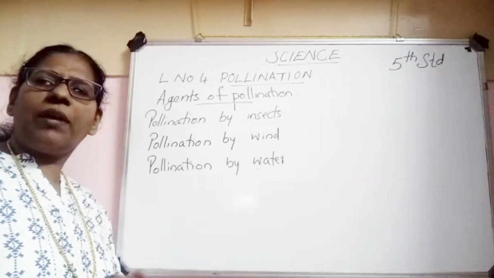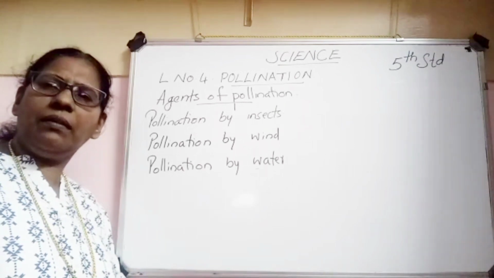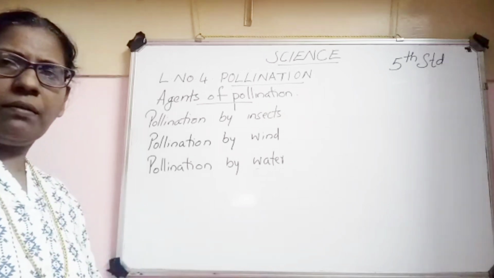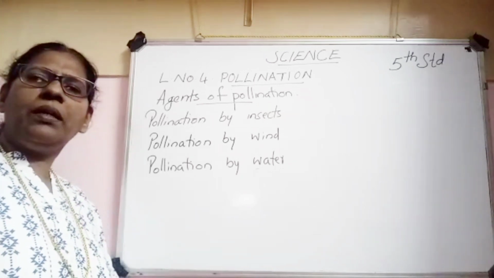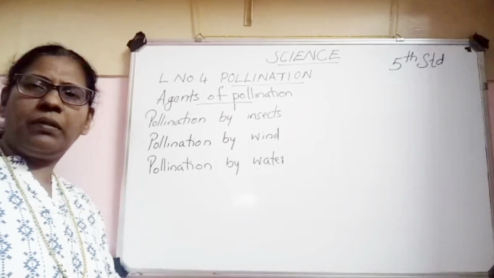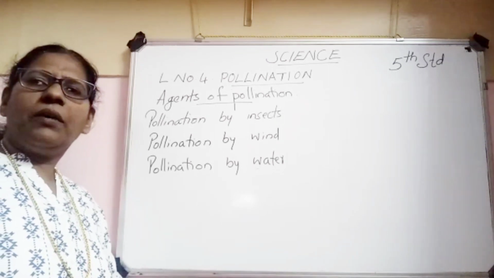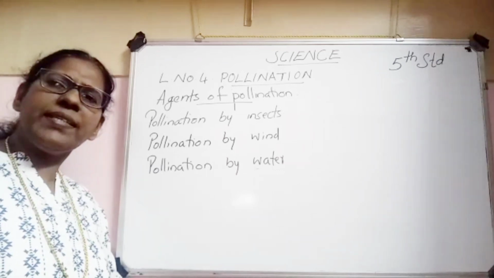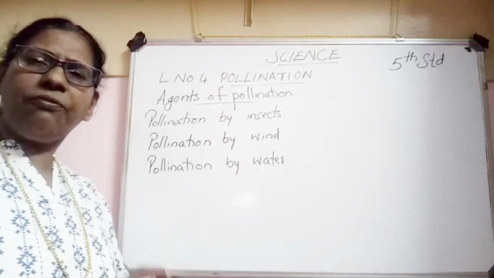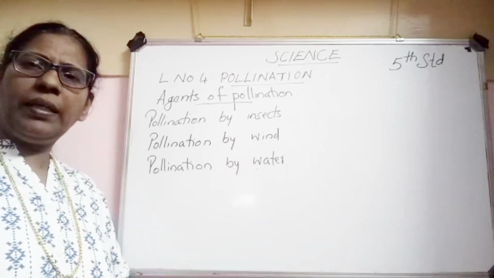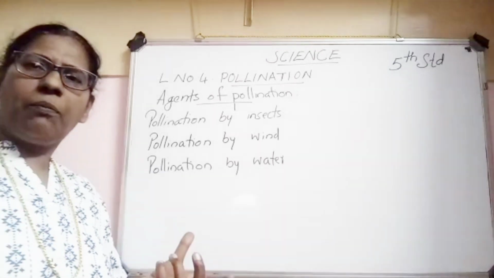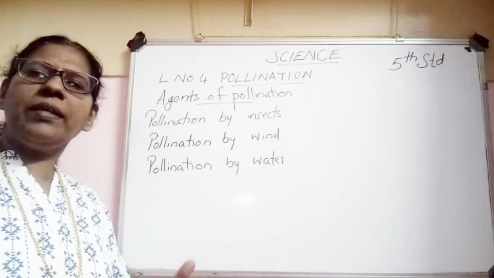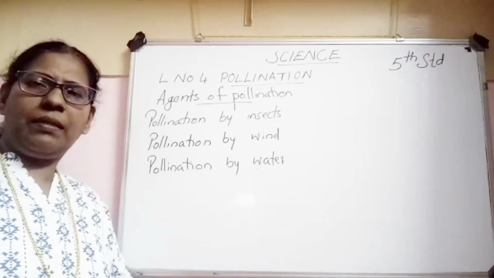The first thing is the flower should be attractive, bright in color. Then it should produce a sweet smell. Then there should be nectar. We know that insects visit flowers to suck the nectar, that is their food. So these insects will visit the flower, then the pollen grains in the flower or in the anther should be sticky.